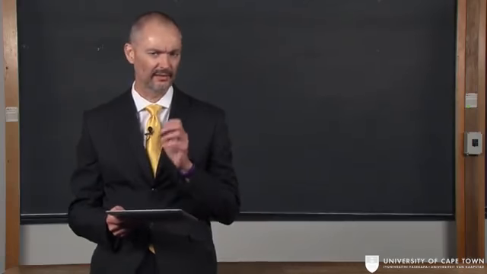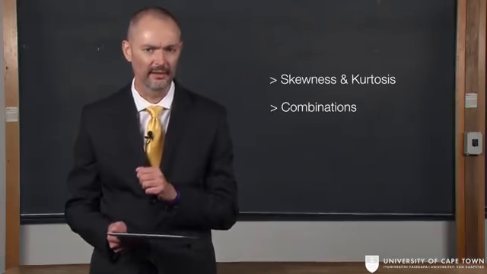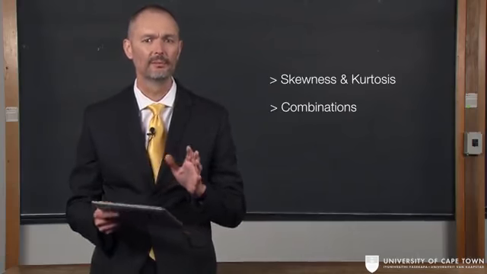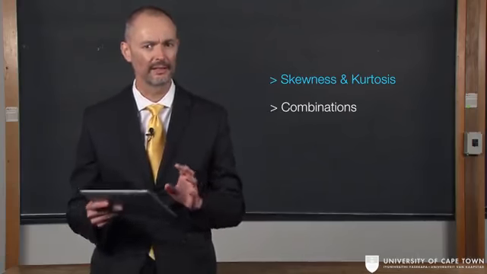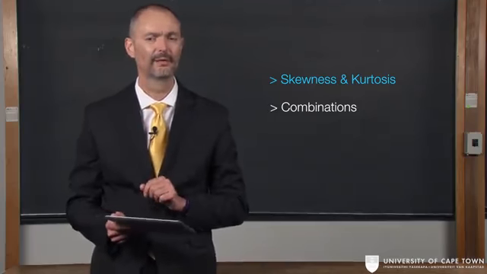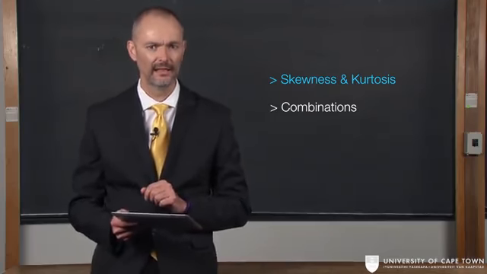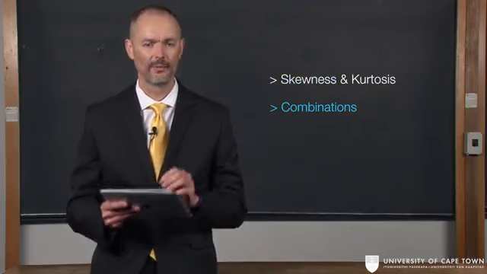Before we get there though, there are some terms that we have to discuss. Just briefly mention them. That would be skewness and kurtosis, because that explains those ugly spreads of data points that you're going to see. And then we're going to talk about combinations.